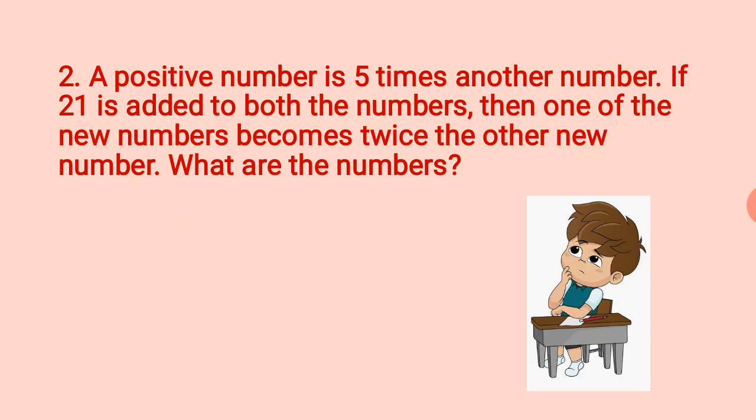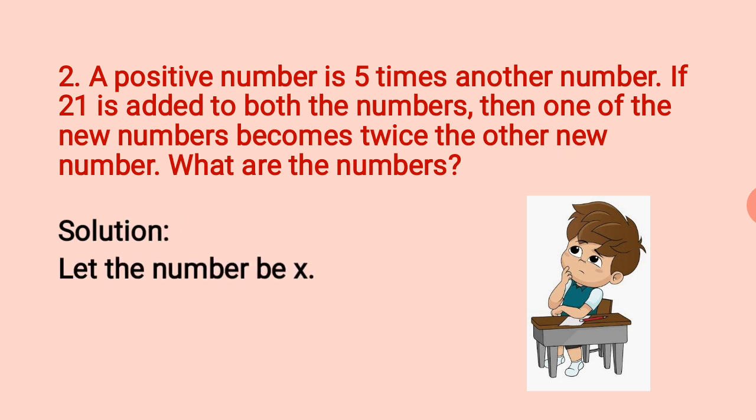The second question now. A positive number is 5 times another number. If 21 is added to both the numbers, then one of the new numbers becomes twice the other new number. What are the numbers? So there are 2 numbers now. Which are those? A positive number is 5 times the other number. So the solution will take the first statement as let the number be x and the other number obviously will be 5x because it is 5 times the number.